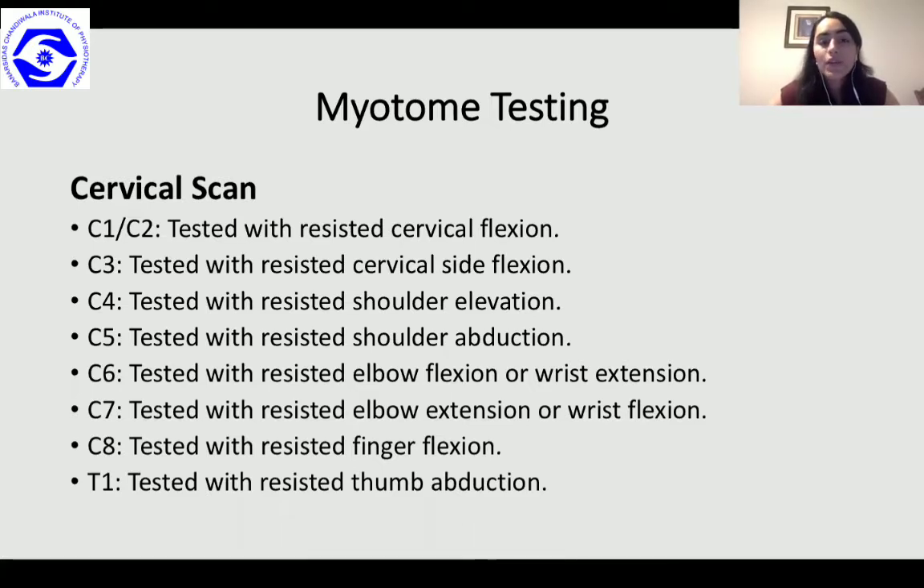C6 is tested with resisted elbow flexion or wrist extension. So you can opt for either movement, elbow flexion or wrist extension. C7 is tested with resisted elbow extension, which is this movement, or wrist flexion. C8 is finger flexion, and T1 is tested with thumb abduction or finger abduction.